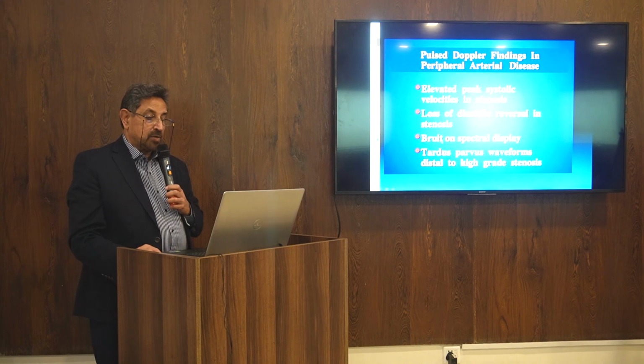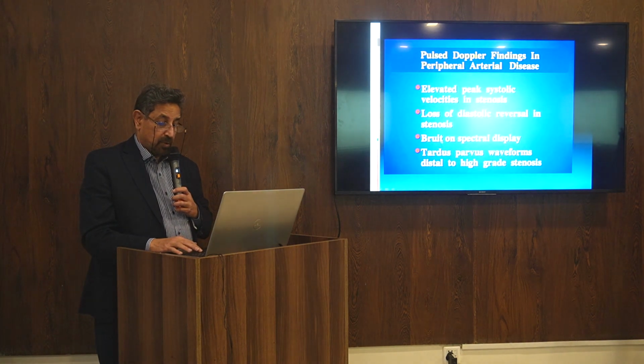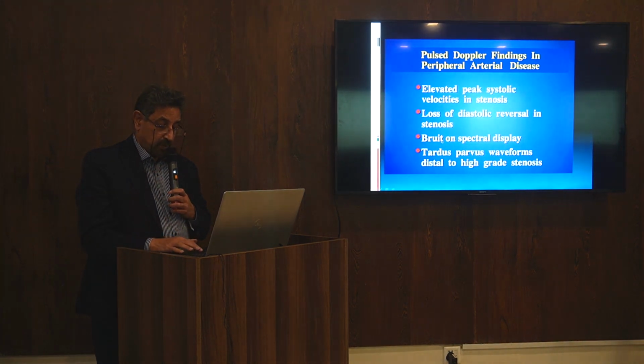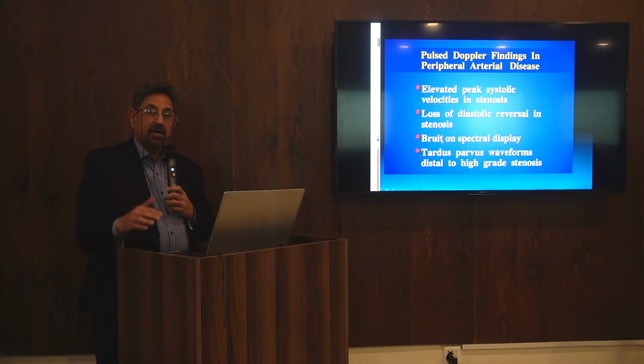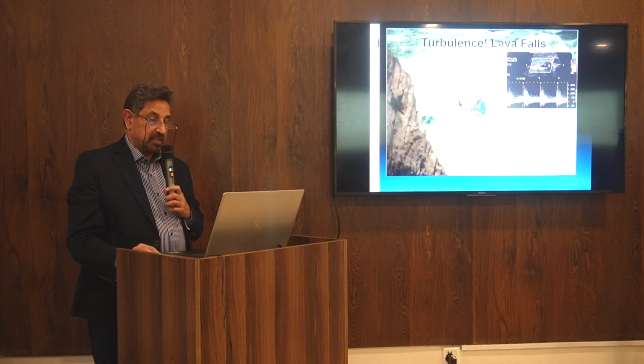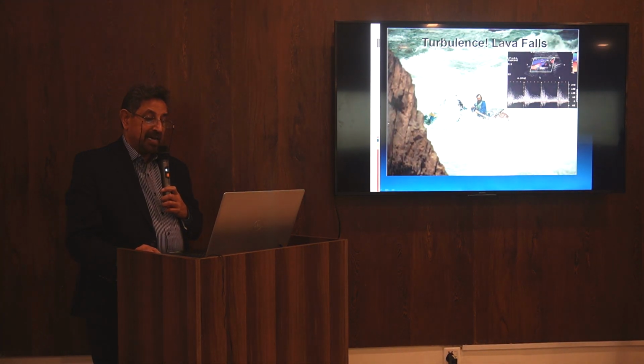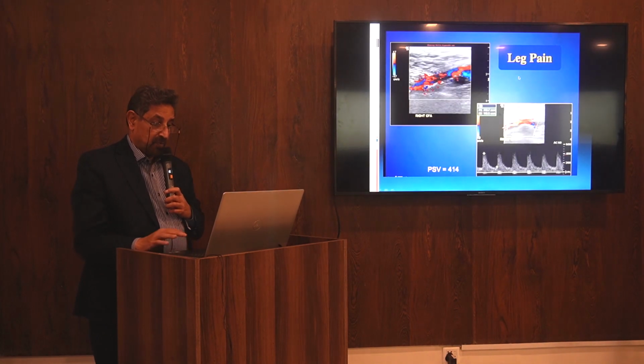What are the pulse Doppler findings? There is elevated peak systolic velocity, loss of diastolic flow, bruit, and tardus parvus flow. I'll come to those points. Dr. Fahd is also sitting there, she'll also be talking about the arterial Doppler, but I'm just talking about the basic principles. So turbulent flow, spectral broadening, very high velocities, that turbulent flow will show.